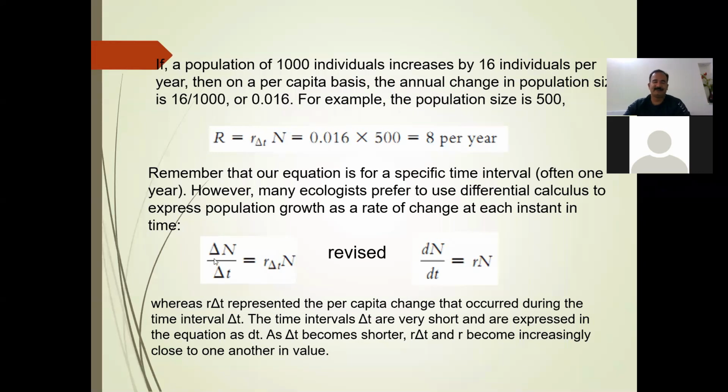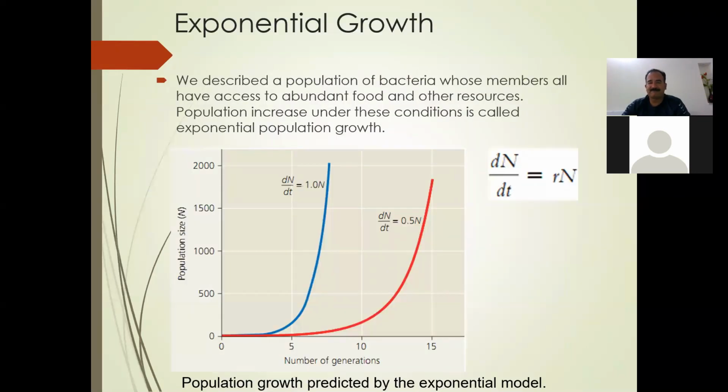In this equation, delta N, capital N, and delta T, the rate of change in population, and R is the intrinsic factor, which you have observed as 16 individuals per year. We change R delta T by R. So this is the revised form of the equation, in which delta is replaced by D, and similarly delta T is replaced by DT, so dN/dT is equal to RN. When we study such equations where we study the growth of population, we have two models of growth: one is exponential growth, and the second is the logistic growth model.